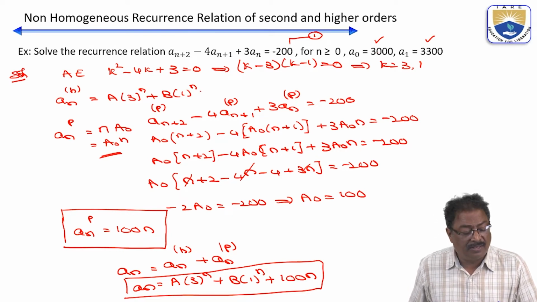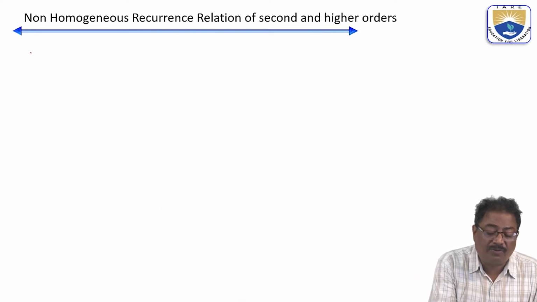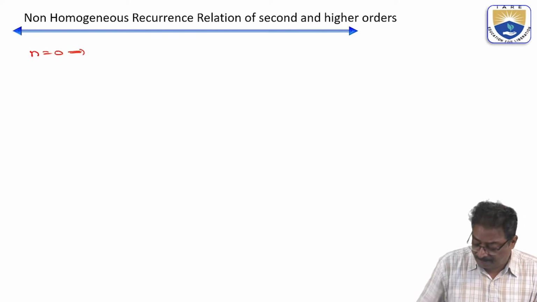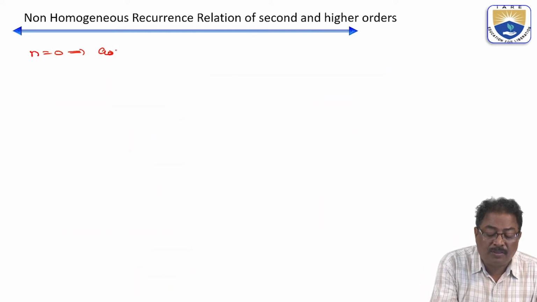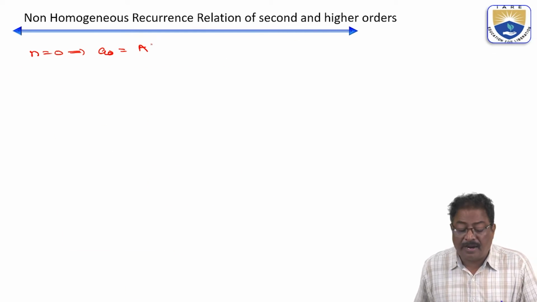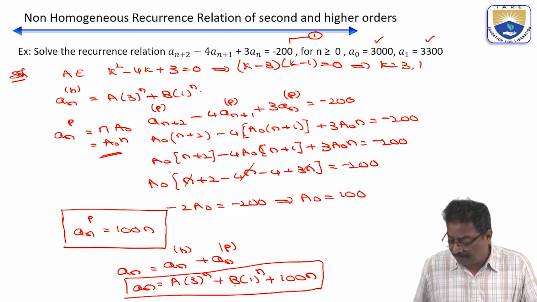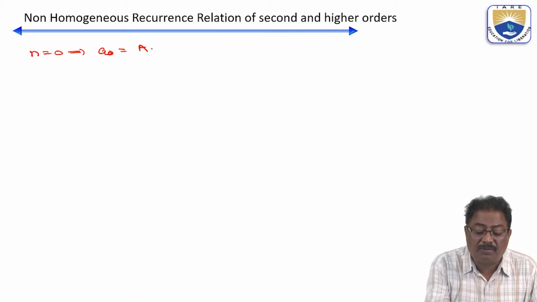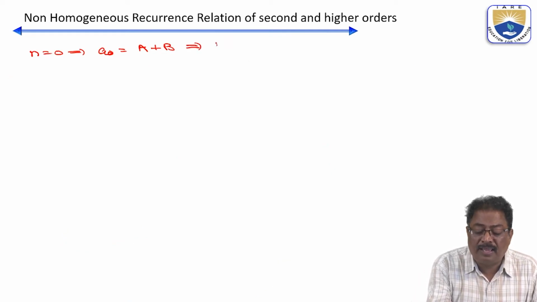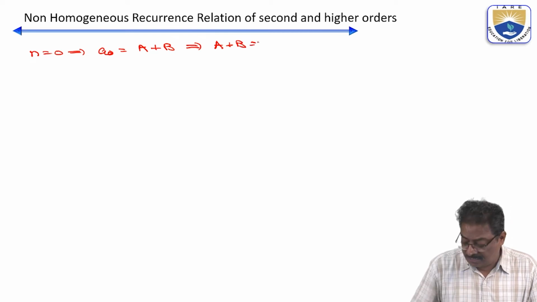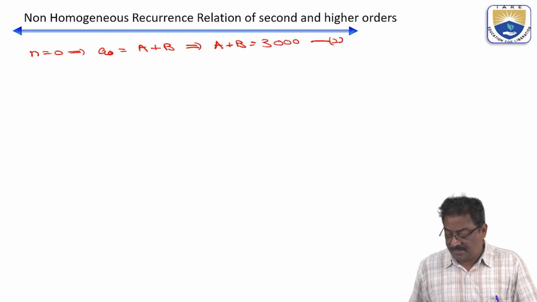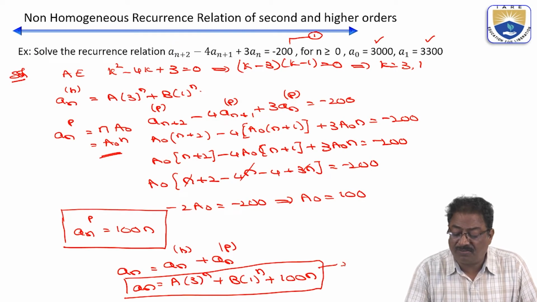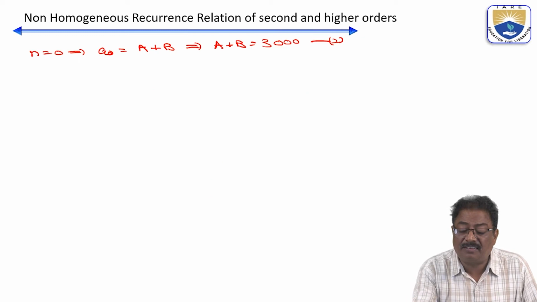So here it is given that n is equal to 0. If n is equal to 0, then a0 is equal to a plus b, that's all. So a0 is a plus b, and a0 is 3000. So a plus b is equal to 3000. Call this the second equation, while I am going to consider the earlier one as the third.